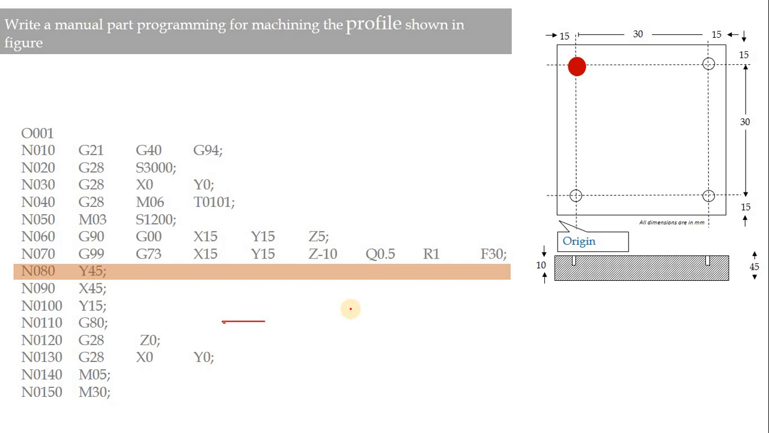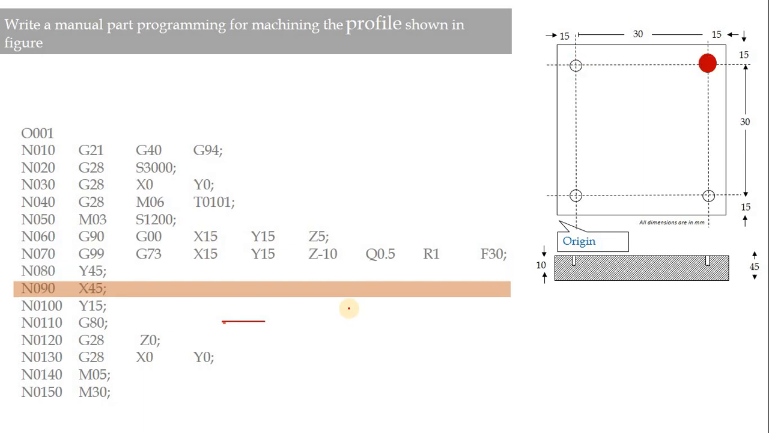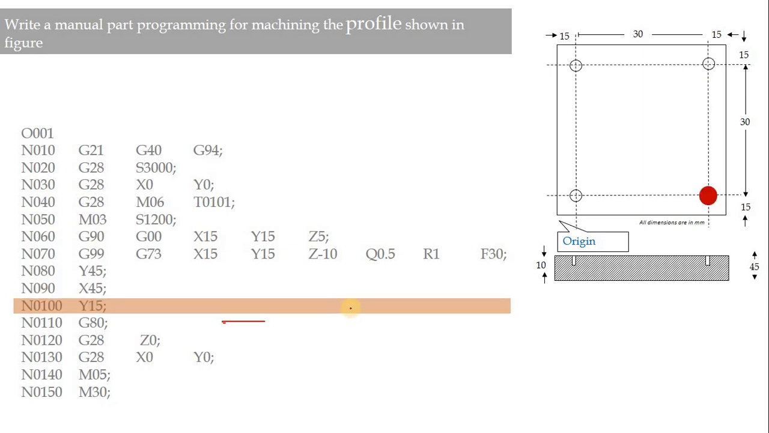After completing the cycle, the tool will move to the next point, that is X45. The Y value is by default Y45. It means it reaches the point X45, Y45. Then it will go to the point Y equal to 15 and X equal to 45, and carry out the drilling operation.